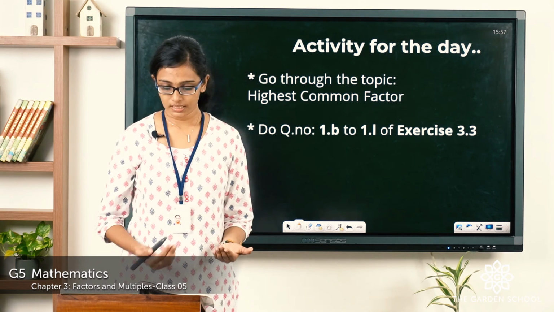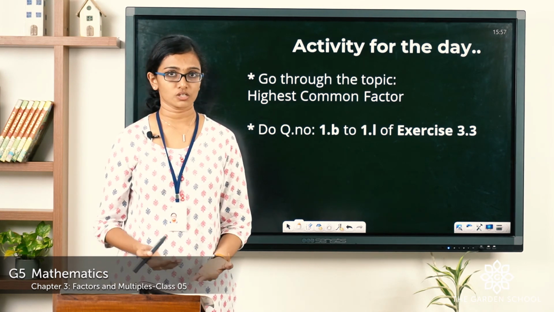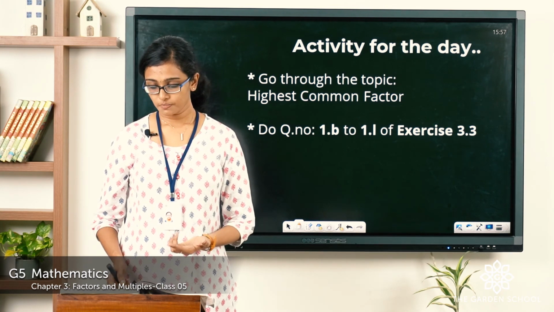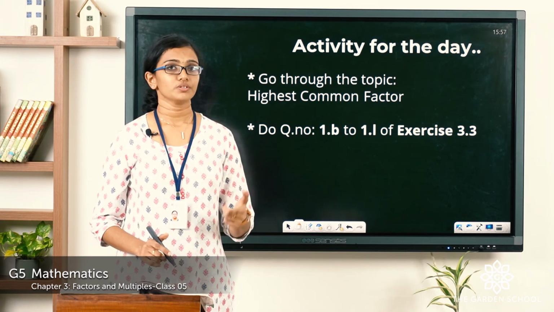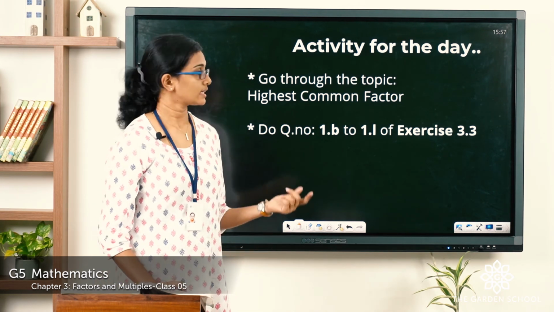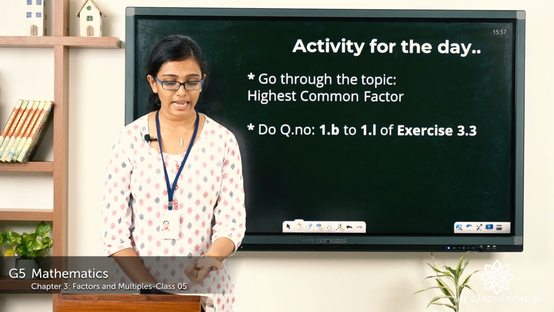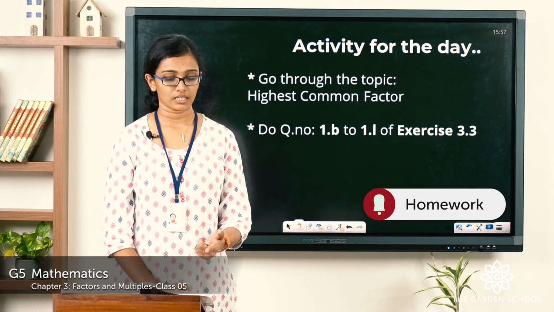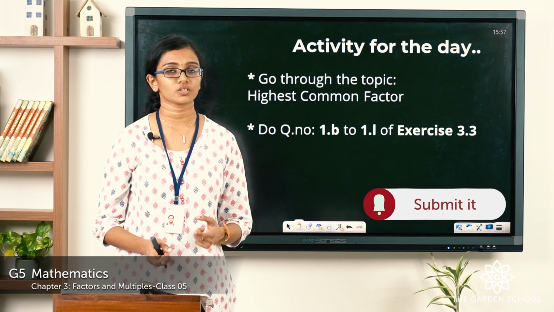You can go through the topic, the highest common factor, to find HCF by prime factorization method and to find HCF by short division method, which is on page numbers 43 and 44. And once you have done that, you have to move on to exercise 3.3. The first question, question 1a, we have already done in the class. You have to complete the other questions, that is 1b to 1l. Once you have done that, you can take a picture and send it to us.